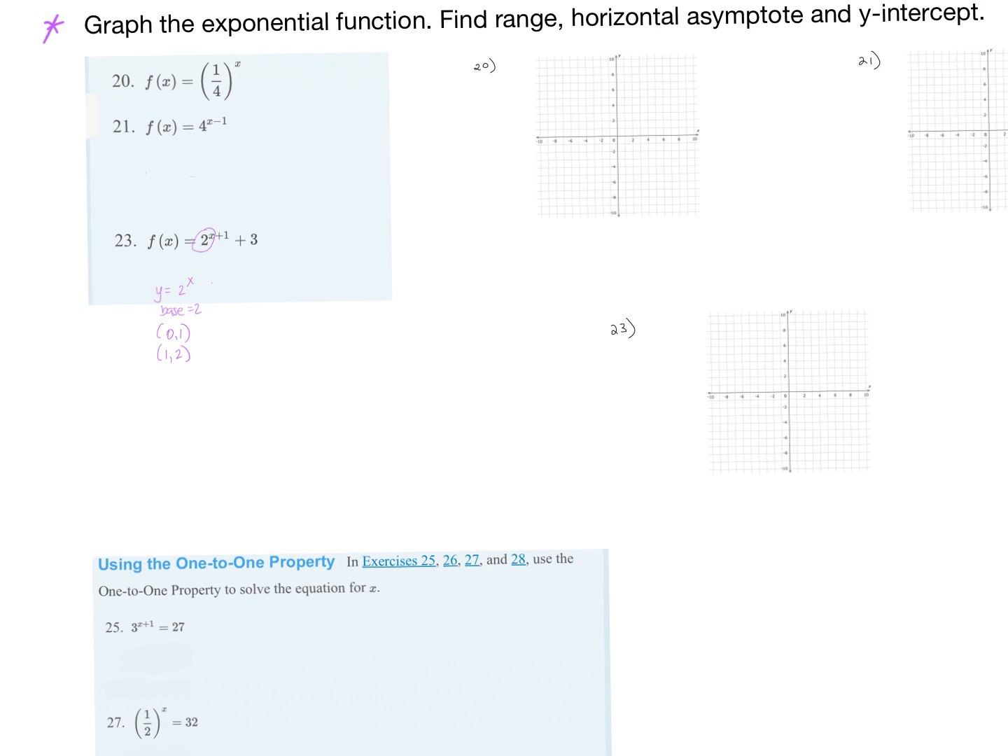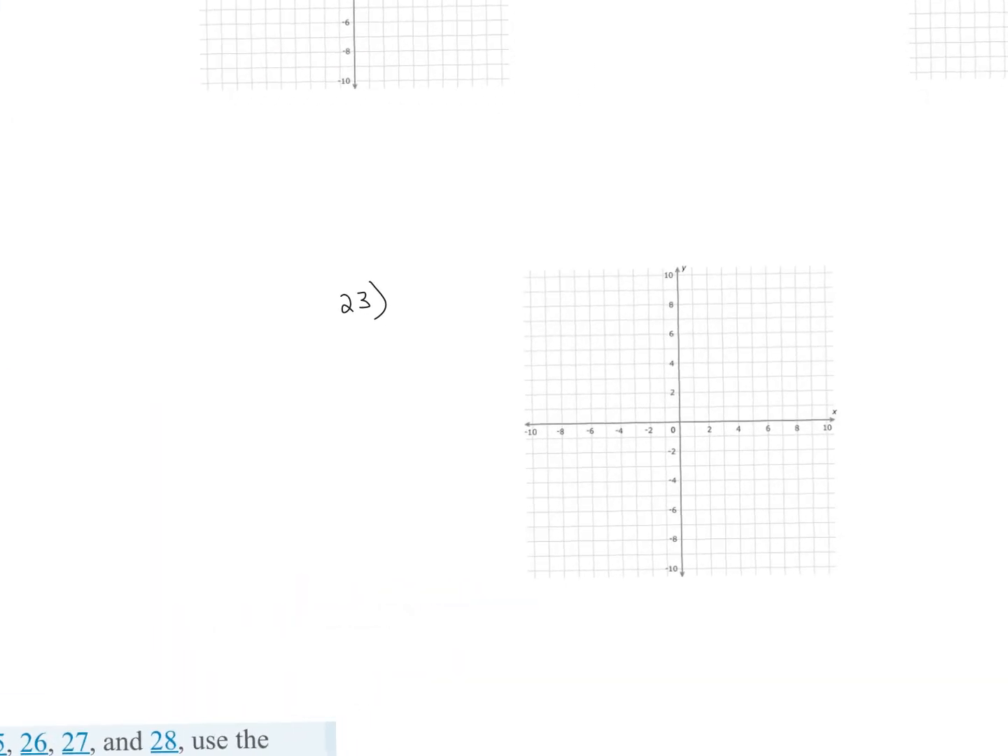And so I go over to my graph and I graph those. I go to 0, 1, I go to 1, 2, and I also know that my original asymptote is always going to be at y equals 0, right? So this is the graph of 2 to the x power. It hasn't been shifted yet, right?